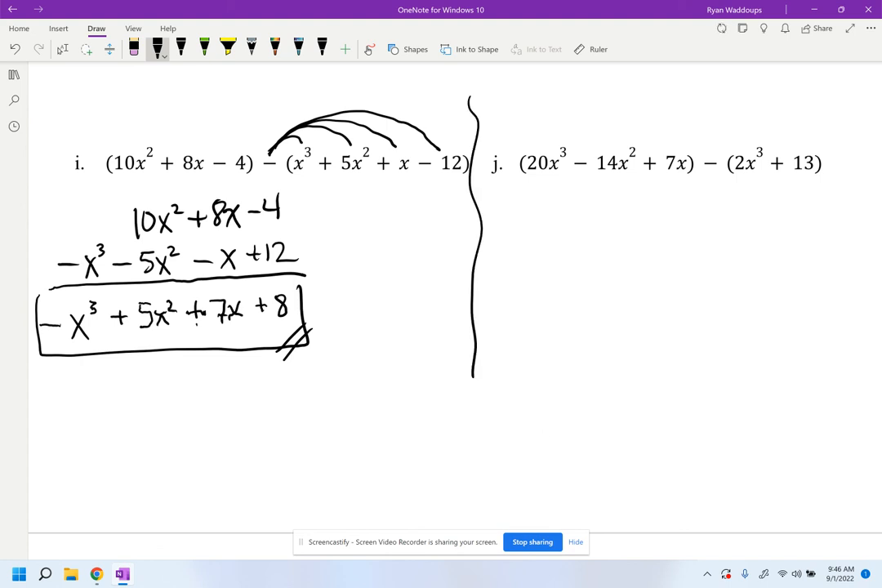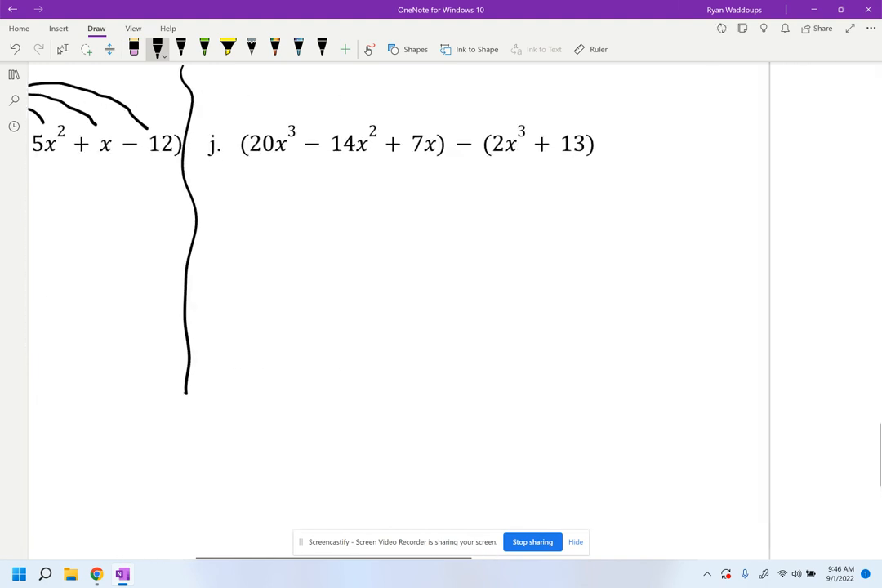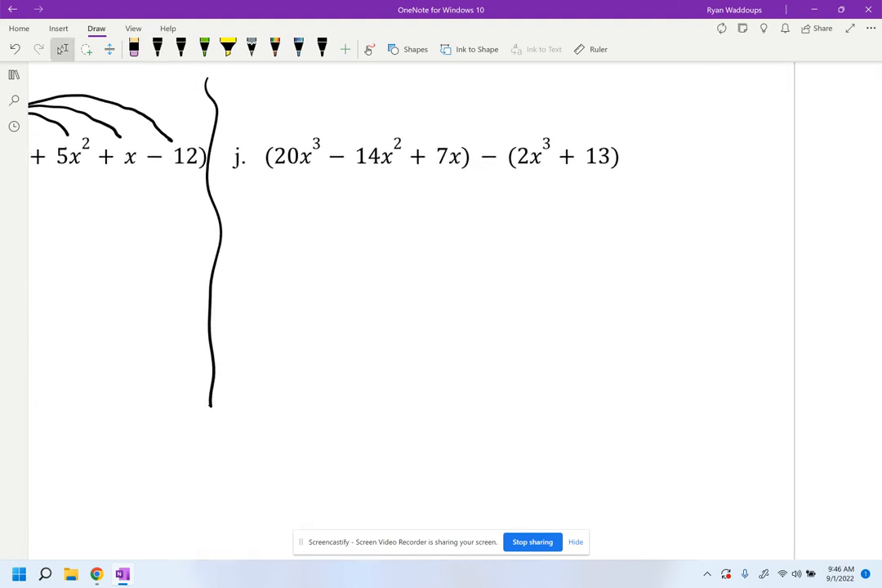All right, example J. We got 20x cubed minus 14x squared plus 7x. And the degree of these is decreasing, so it is in standard form. It goes degree 3, degree 2, and then degree 1. It does not have a constant term in this case.